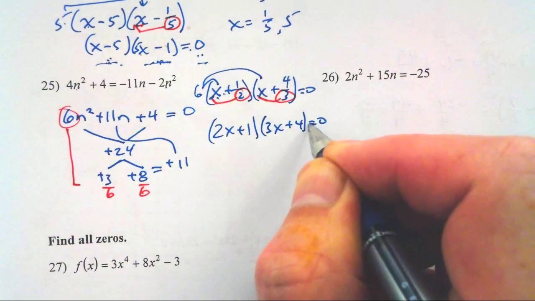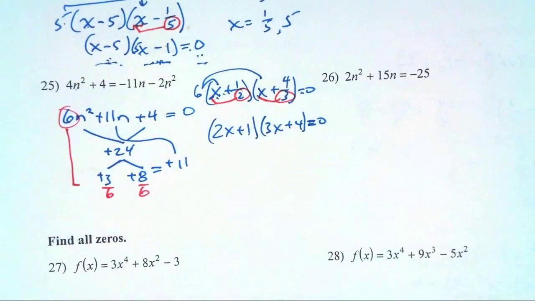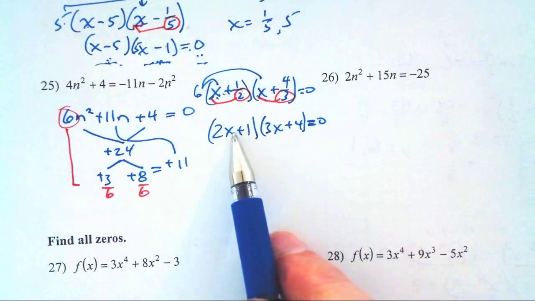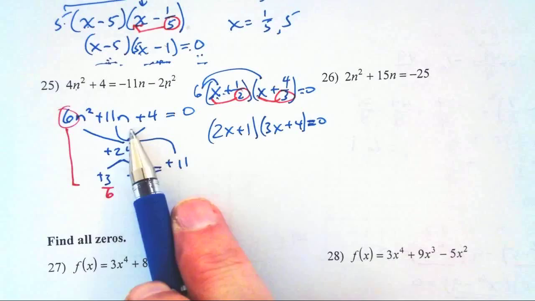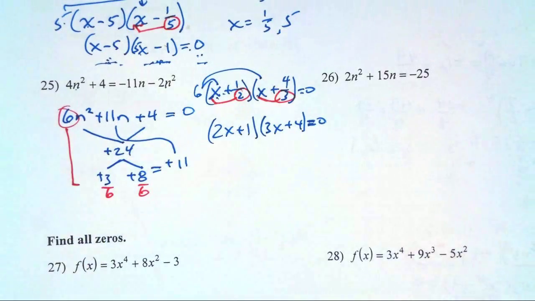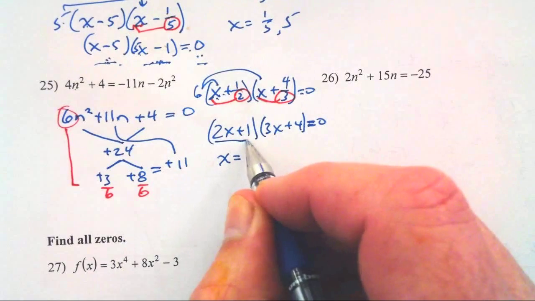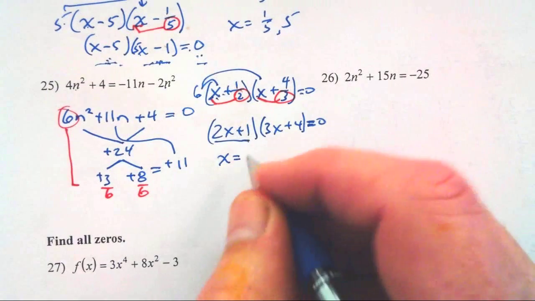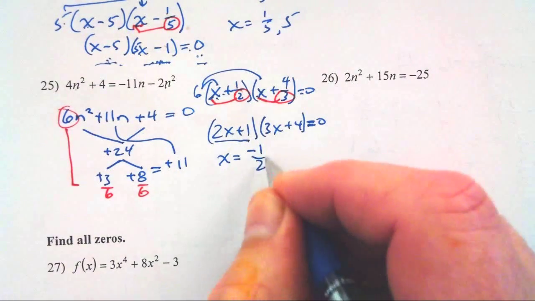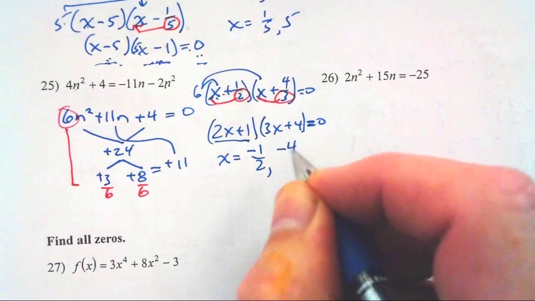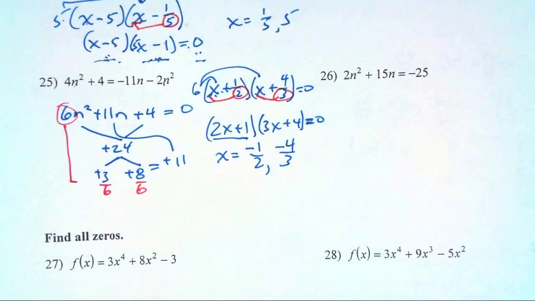If you happen to be watching this video and you haven't been taught factoring this way, it is quick. You can superfoil, or you can FOIL that out and confirm that we do end up with 6n squared plus 11n plus 4. Therefore, to solve this, set this equal to 0, solve: I subtract 1, divide 2. Here I subtract 4, divide 3.